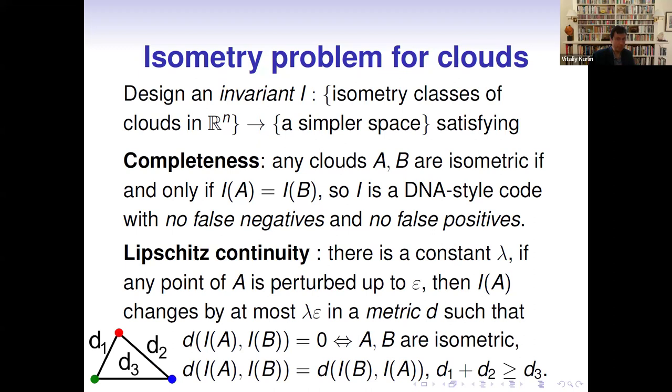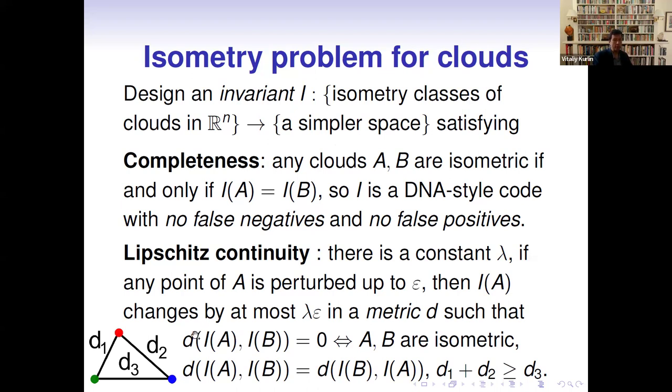So next condition, Lipschitz continuity. Now I state it a little bit more formally. Lipschitz continuity requires a metric on our objects. Or more exactly, we will consider a metric on invariant values, because the isometry class of a point cloud is rather abstract. We would like to compute our distance metric very specifically, numerically. So that's why it will be applied to invariant values.